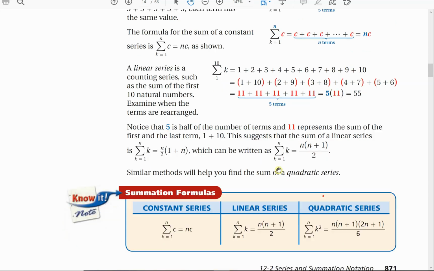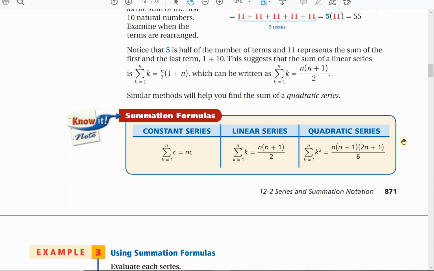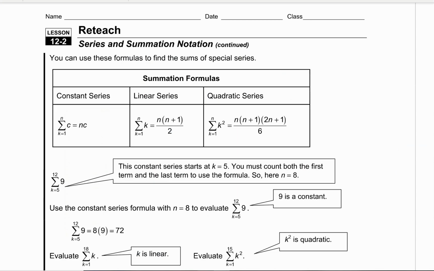And then there's also a quadratic formula, which is this guy here. They don't really show you how to derive it, but if you have k squared, it's going to be n times n plus 1 times 2n minus 1 divided by 6. Not something you really need to commit to memory. It's also here in your notes.